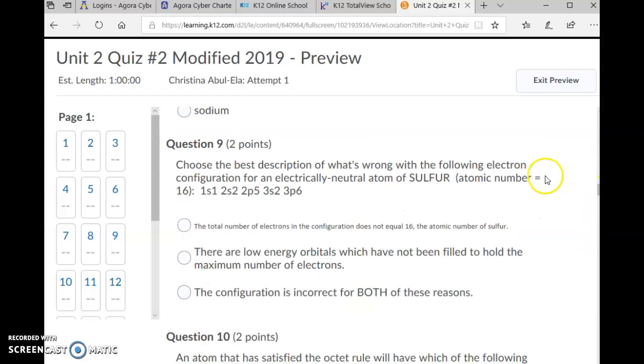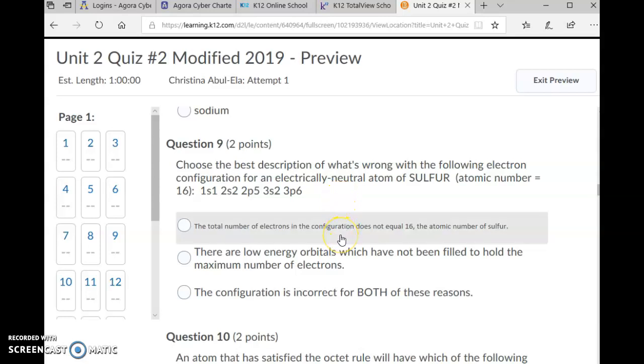Question 9. Choose the best description of what's wrong with the following electron configuration for an electrically neutral atom of sulfur, atomic number 16. 1s1, 2s2, 2p5, 3s2, 3p6.